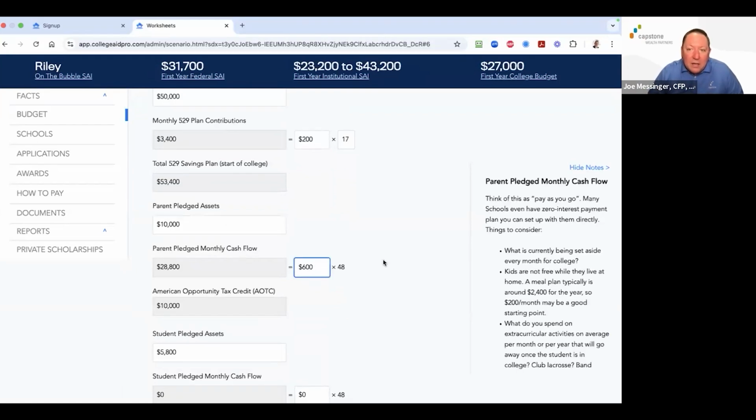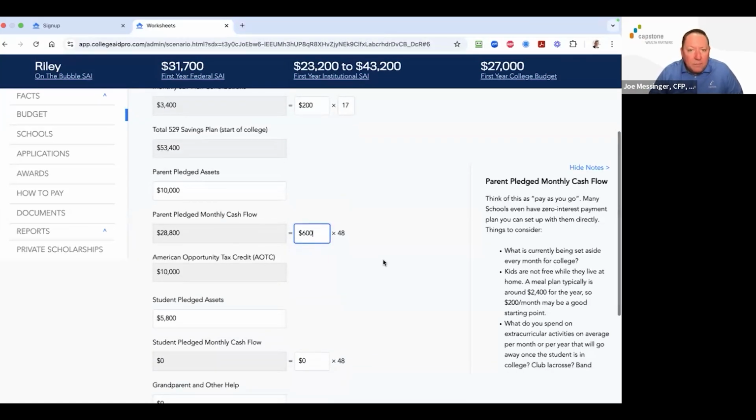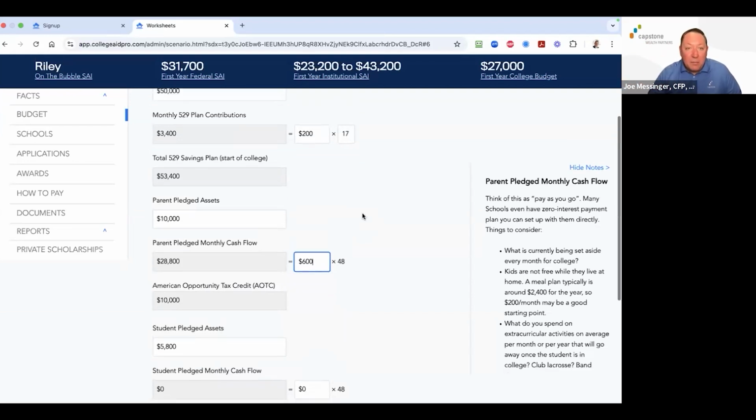And then talking through cash flow is a really important one. Thinking through it's $600 a month. It's a lot of money, but it may not sound like much, but over 48 months, it's over 28,000. So that's money you don't have to take out in student loans. You can either cash flow through your 529 and front load it each year, so it's there for the next semester, or the schools have zero interest payment plans.